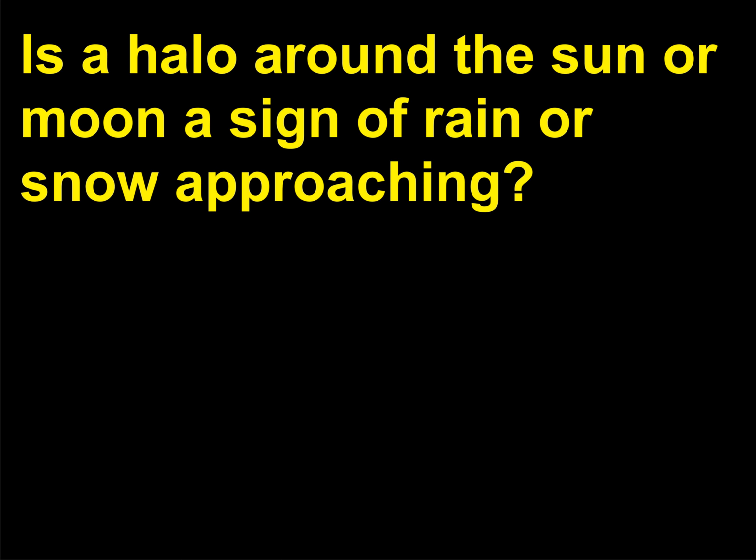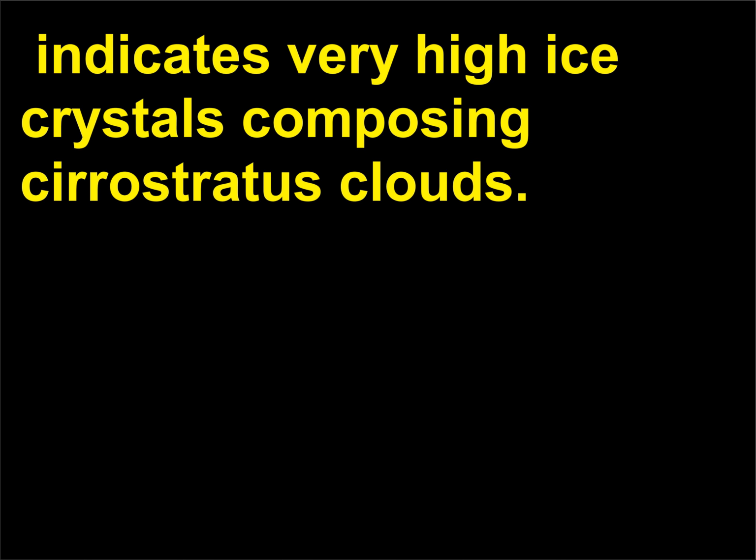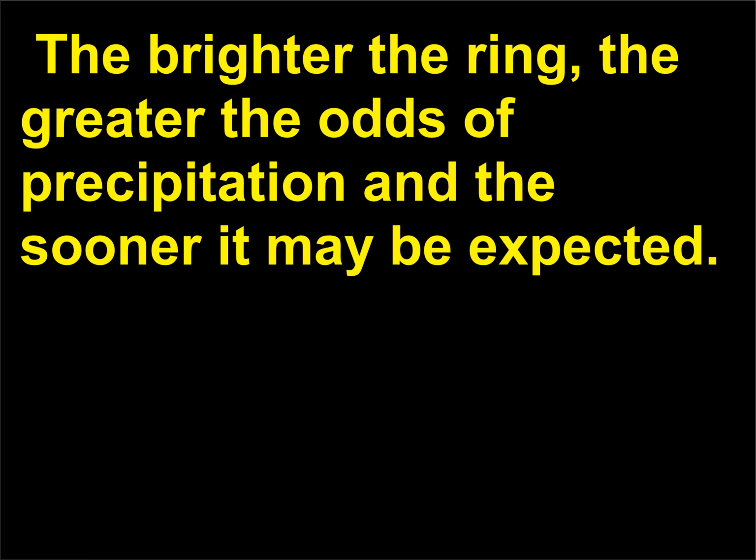Is a halo around the sun or moon a sign of rain or snow approaching? The presence of a ring around the sun or, more commonly, the moon in the night sky indicates very high ice crystals composing cirrostratus clouds. The brighter the ring, the greater the odds of precipitation and the sooner it may be expected.